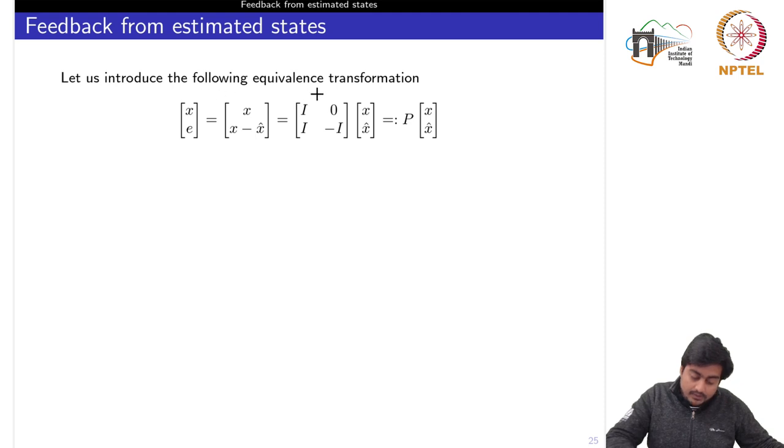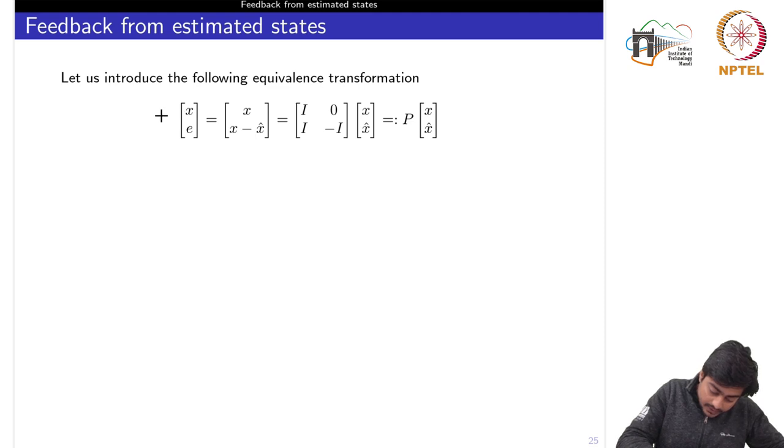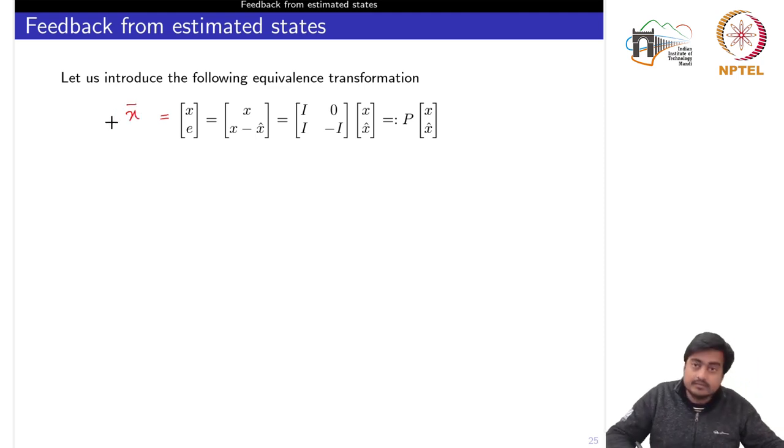Okay. So now we introduce the following equivalence transformation. We define another state, let's say x bar, and this one we had x tilde. So I make a new state vector called x bar, which is basically x and e. x is the state of the plant and e is the error vector, which is described by the difference between the actual state and the estimated state. Okay, so this is basically an equivalence transformation which we had seen in the first week.